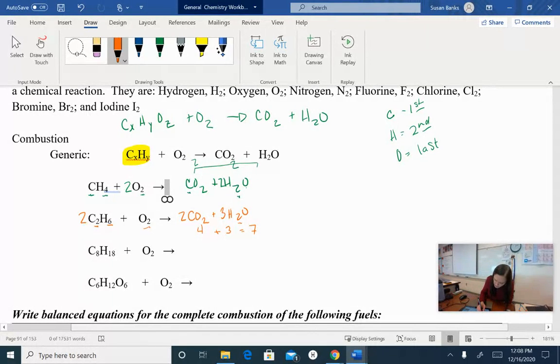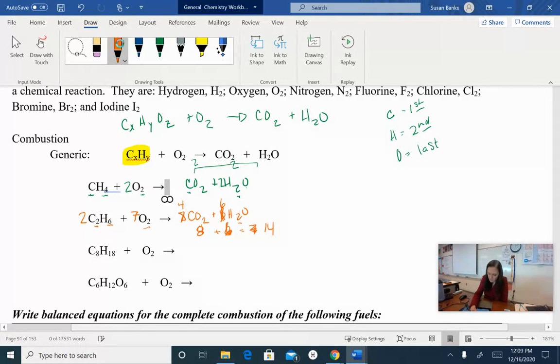So I'm going to double this, which would mean 2 times 2 is 4, so I need 4 carbon dioxides. 2 times 6 is 12, so I'm going to need 6 waters. Okay, so 4 times 2 will now give me 8 oxygens, and 6 times 1 gives me 6, which gives me 14 oxygens. So 14 divided by 2 is 7.